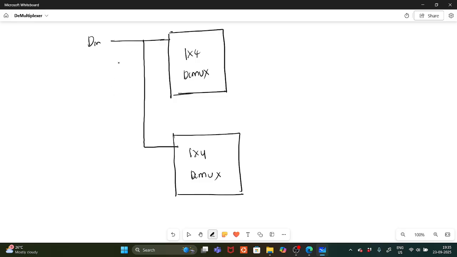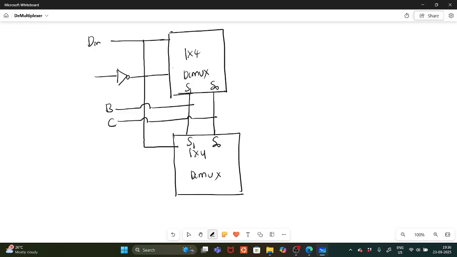And what are the selection lines? S1 and S0 are common selection lines. Let us take these are given to B, and these are given to C. And this one I'm giving through the inverter. So let us take this is A.